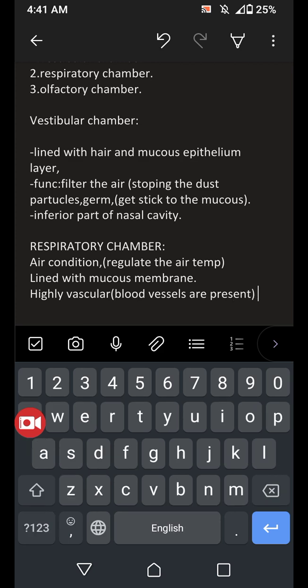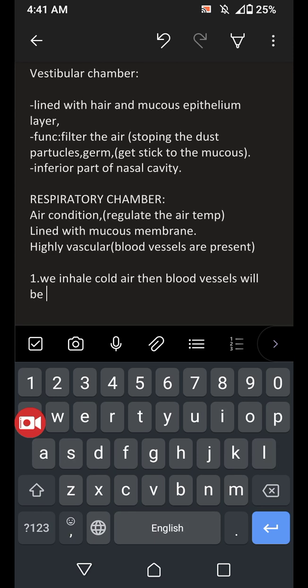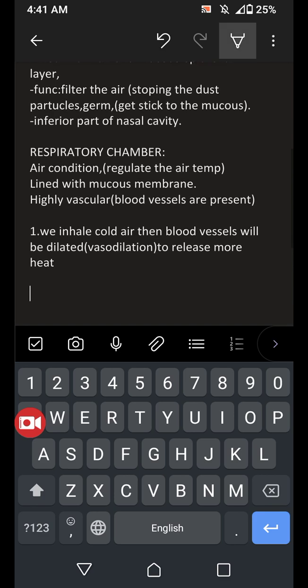Okay, so basically there are two main points. We inhale cold air, then the blood vessels will get dilated. Vasodilation will take place, and then more heat will be released from our nose. Okay. So just let me write it down. Vasodilation will take place to release more heat. Okay, just let me write it down.